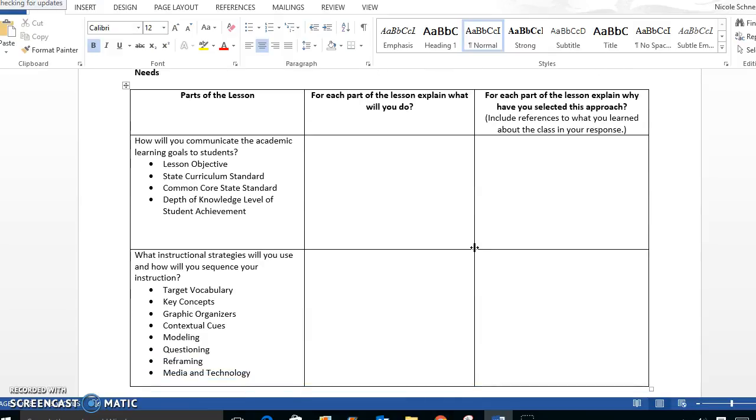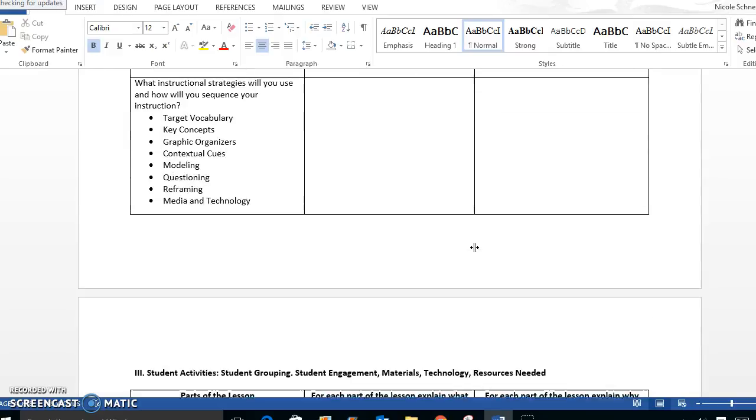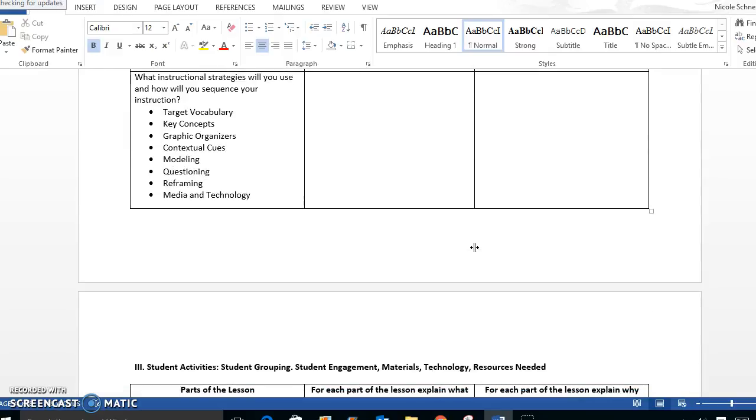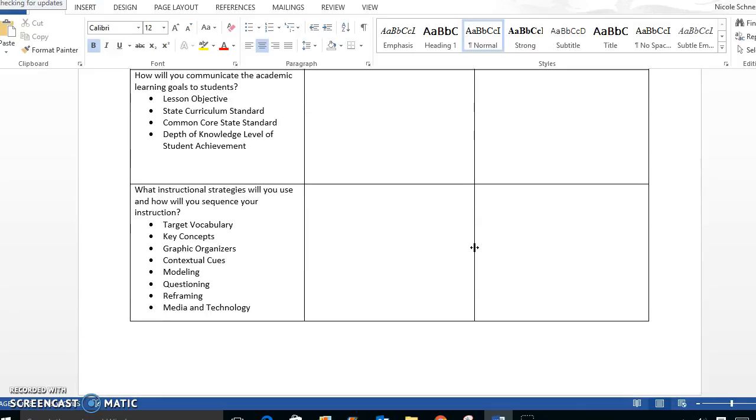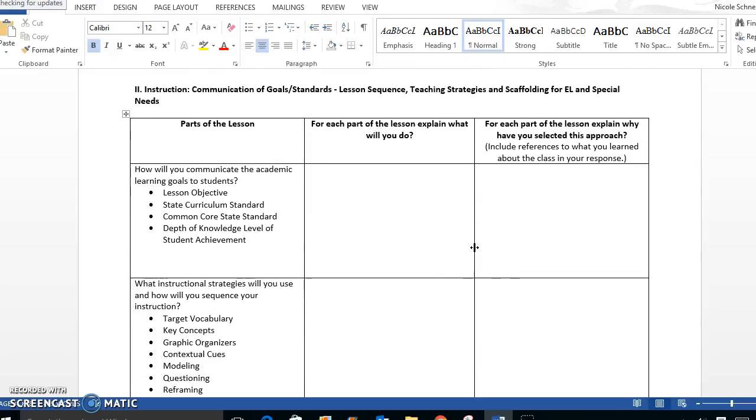Basically, the middle column is your lesson plan. If you want to do bullet points, numbered steps, however you want to do it, I'm fine with that. You guys know I'm not crazy about format as long as you get all the information in and it's organized. So on the left here, it really guides you on what should be in each section. So your lesson is in the middle, and then your rationale is that third column.